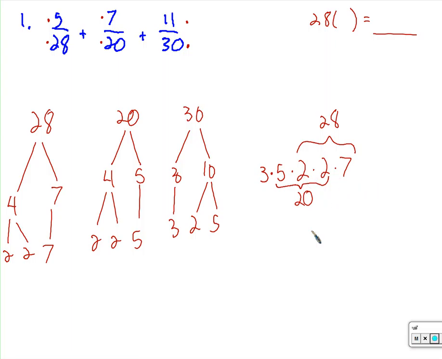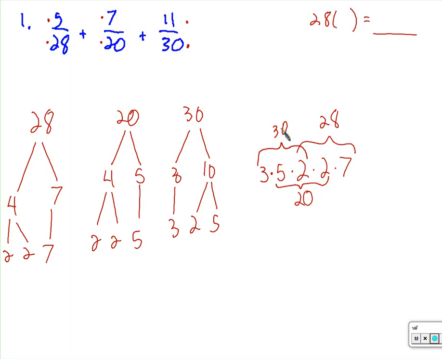So if I take the 2 times 2 times 7, I get 28. If I take these 2s and put them with a 5, I get a 20. If I take 2 and 5 and 3, that gives me 30. 2 times 5 times 3 is 30. And I don't have any leftovers that I don't need. Everything I have here is something that I need to make all the factors that I need to make.